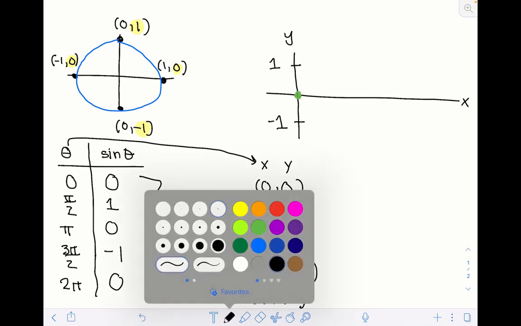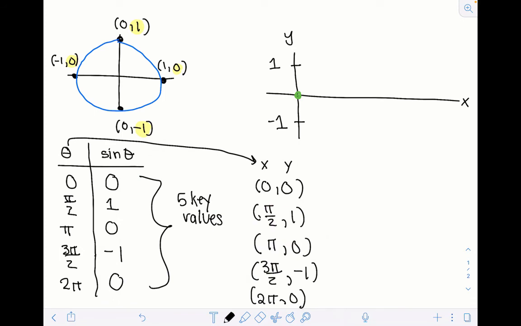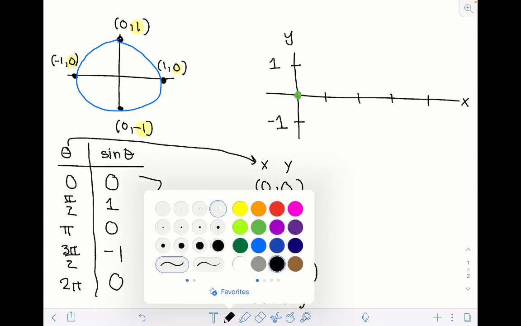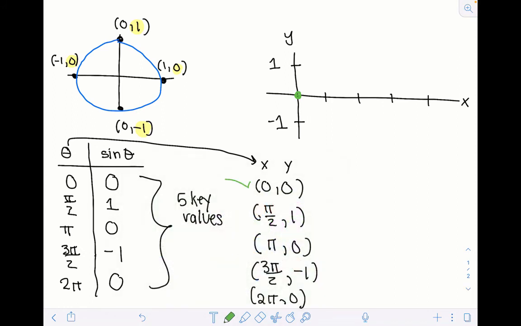And then actually before I do that, I'm going to make a couple tallies here. So the 5 key values, it's going to be at 0, and then I've got, that's 1, 2, 3, 4, 5. The 5 key values are kind of referring to those tallies on the x line. All right, so we've got 0, 0, pi over 2, and 1. I guess I should go ahead and fill that in, pi over 2, pi, 3 pi over 2, and 2 pi. And then pi, 0, 3 pi over 2, and negative 1, and 2 pi and 0.